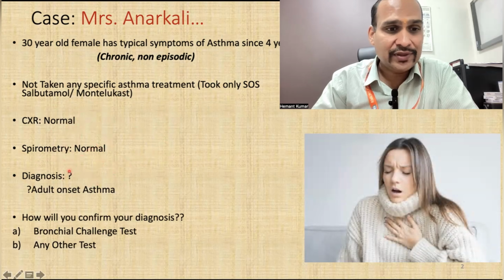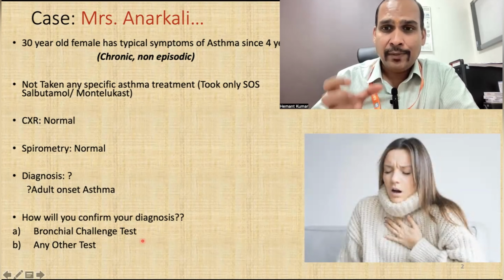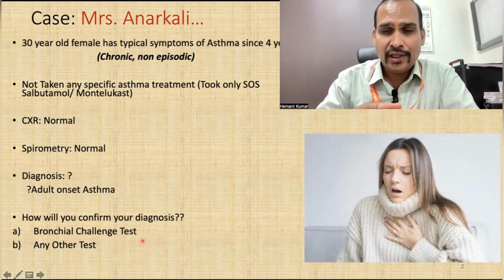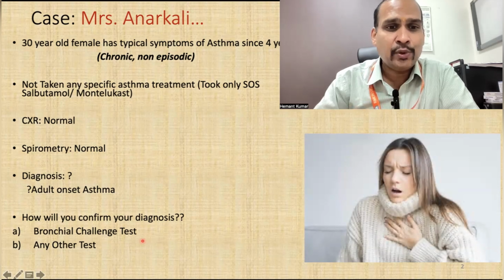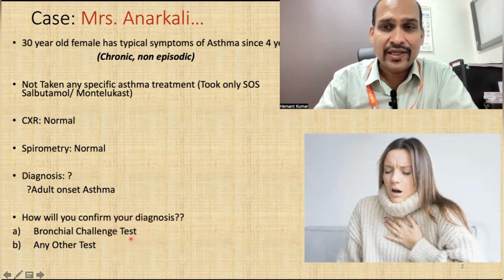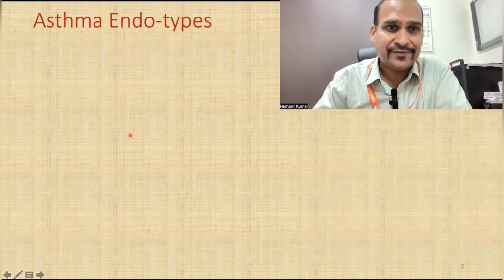Then how to diagnose? One traditional test is there, that is the bronchial challenge test. It was used in the past using methacholine inhalation, and we have to see bronchoconstriction, the amount of methacholine by which there is a 20% reduction. That is the bronchial challenge test. But this is a somewhat risky test, not often used in clinical settings. So is there any other test by which we can find out what is happening in this lady? With this clinical background, we will see our next slides.